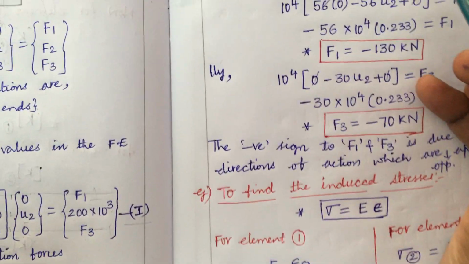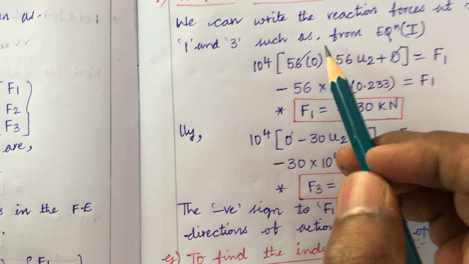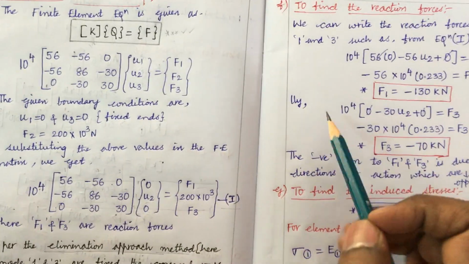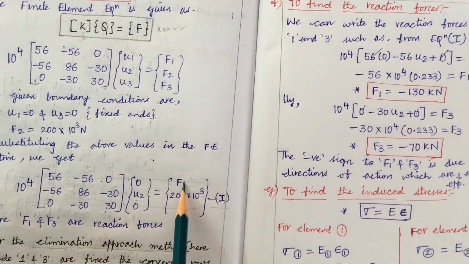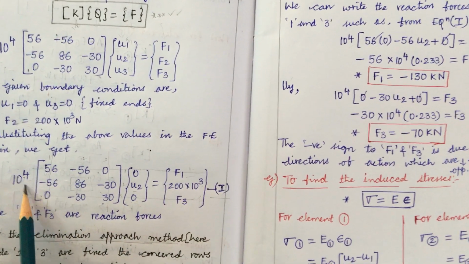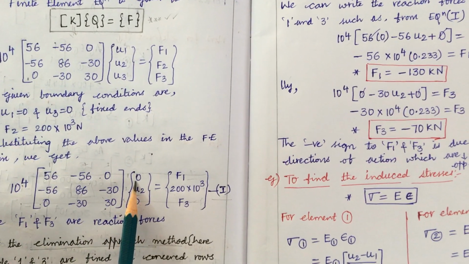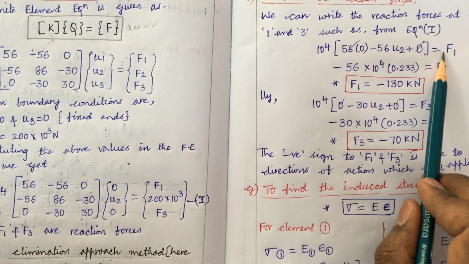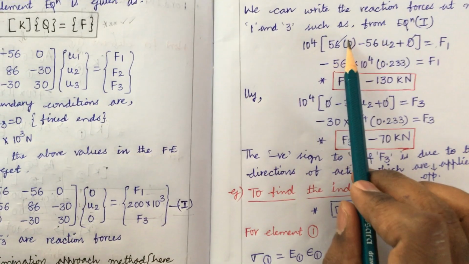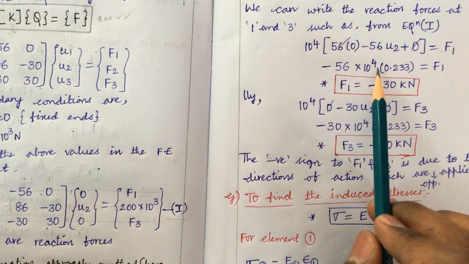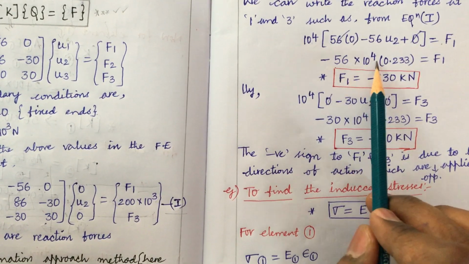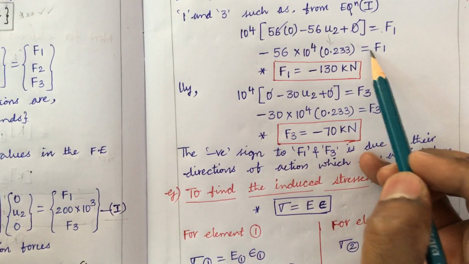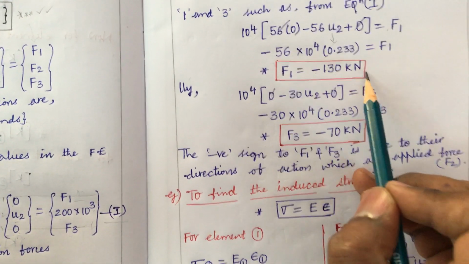Okay, so we can write the reaction forces at node 1 and 3 from equation 1. Let us write the equations. For F1, we need matrix multiplication: 10^4 × [56, 0, -56] × U2 + 0 equals F1. U1 and U3 become 0, so it is -56 U2 × 10^4, that is -56 × 10^4 × U2. Substituting U2 = 0.233, upon calculation you get negative 130 kilonewton.